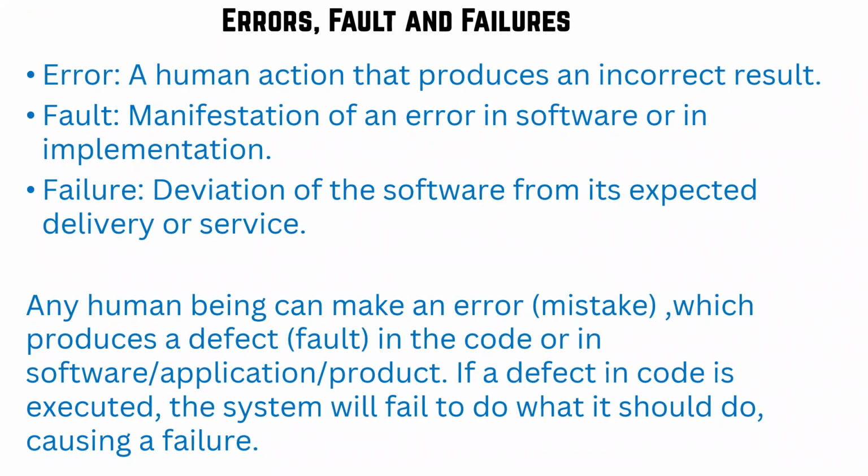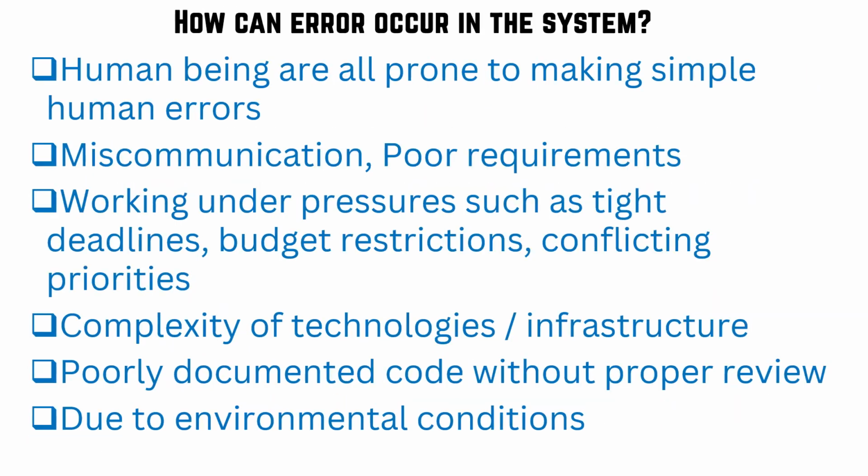Error is like the human actions which produce an incorrect result. Fault is the manifestation of the error. Failure is the deviation of the software from the expected delivery of service. So an error might come, but we need to fix it. Otherwise, a fault will come. In case we are still not fixing it, it will create a failure. We are all human beings, we can make some mistakes. Poor requirements, miscommunication, working under pressure, budget restrictions, complexity, technology, infrastructure issues, poor documentation, or environment conditions might create the error.